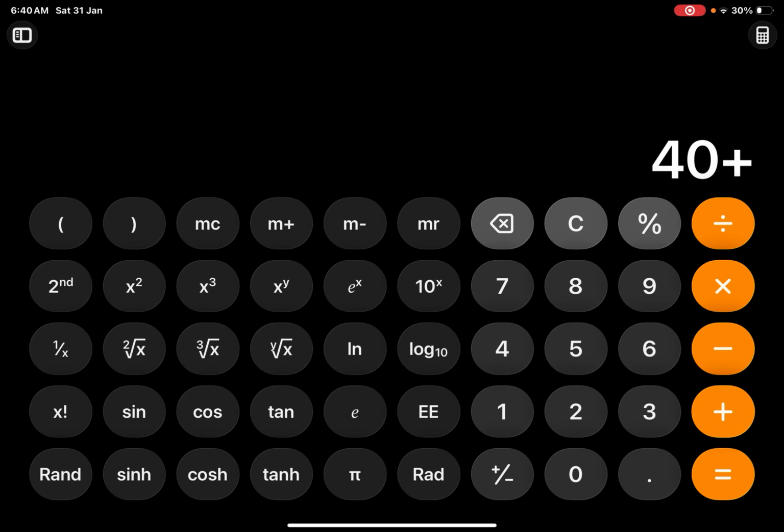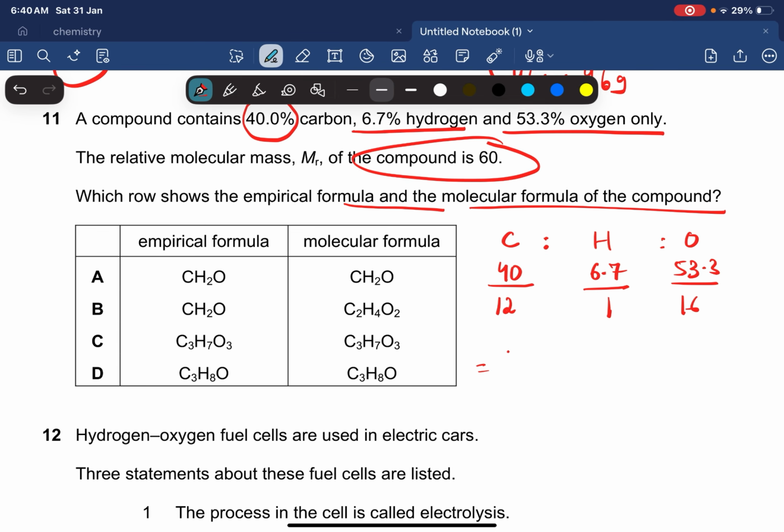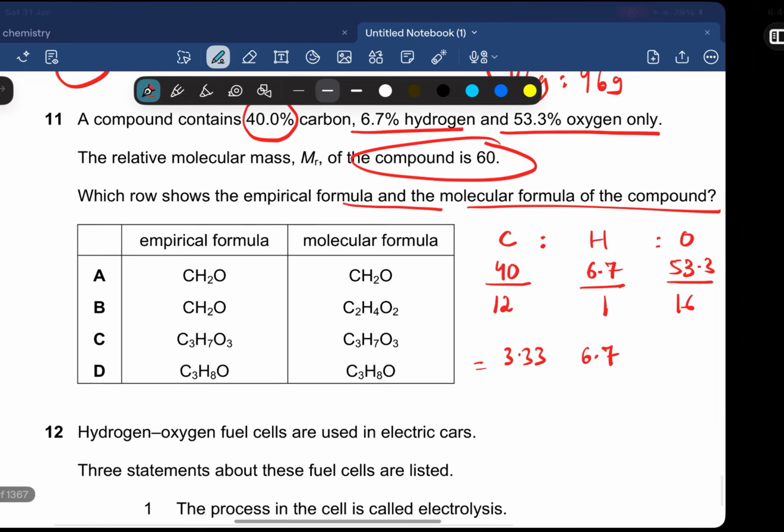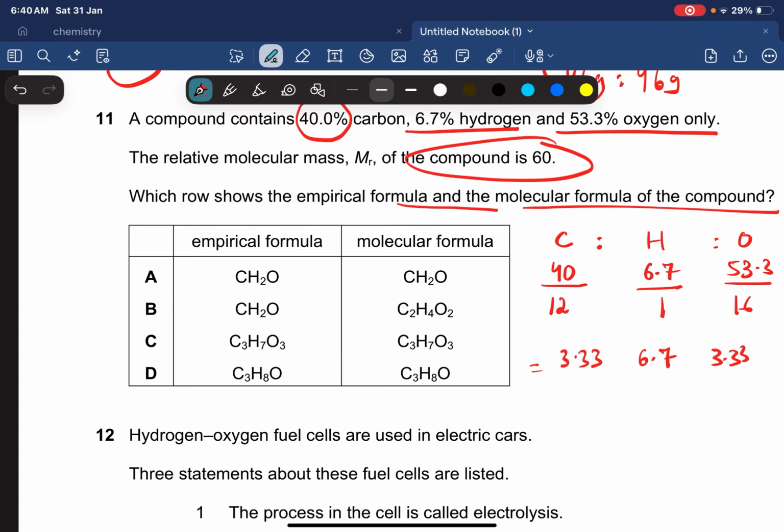40 divided by 12 gives me 3.33. This is going to come out to be 6.7, and 53.3 divided by 16 is 3.33. Now we're going to divide all of them by the smallest number, which is 3.33. That gives 1:2:1. CH2O. CH2O is the miracle formula.